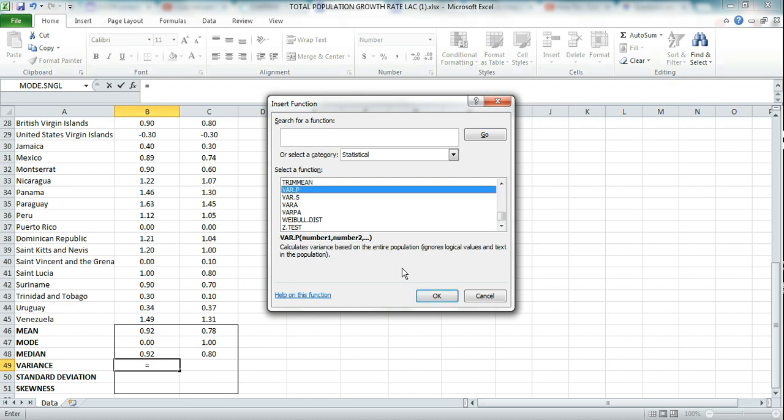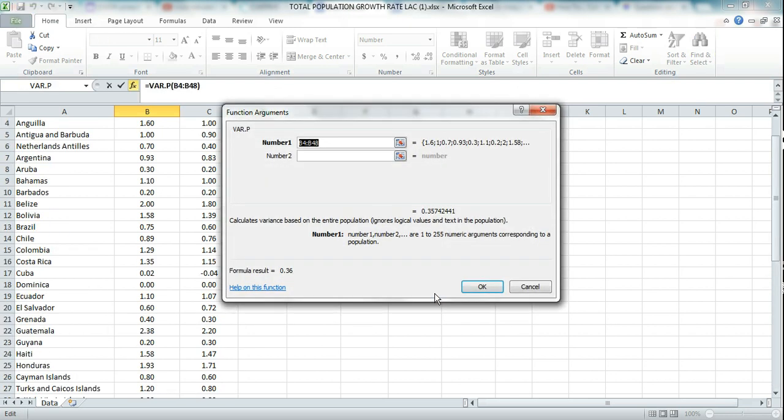I'm going to select variance for the population since I'm dealing with all the countries of Latin America and the Caribbean and not a subset of those countries. Now, if I was dealing with a subset of countries in Latin America and the Caribbean and I wanted to generalize to my population, I would select the second option, which is the sample variance. But for now, I'm working with the population variance.